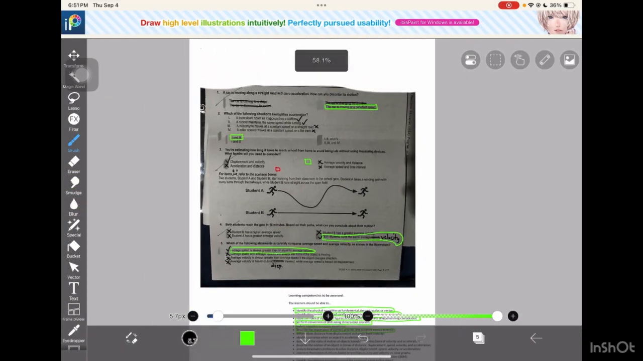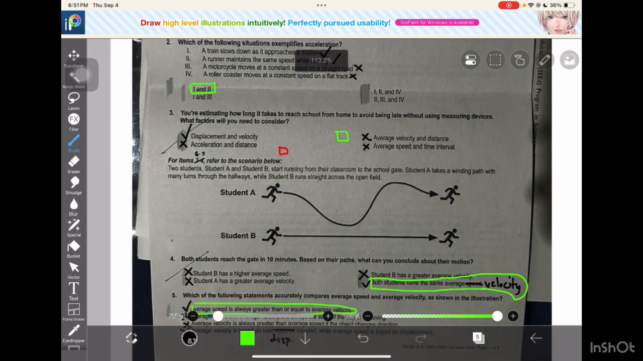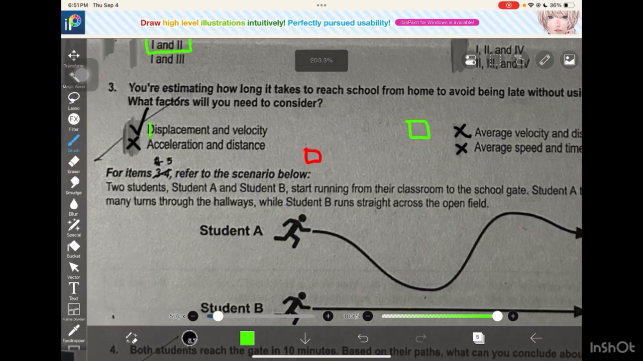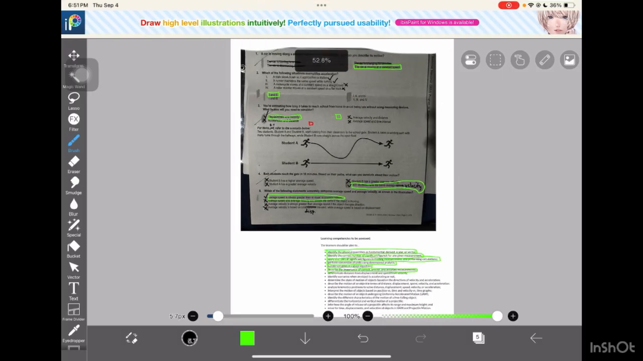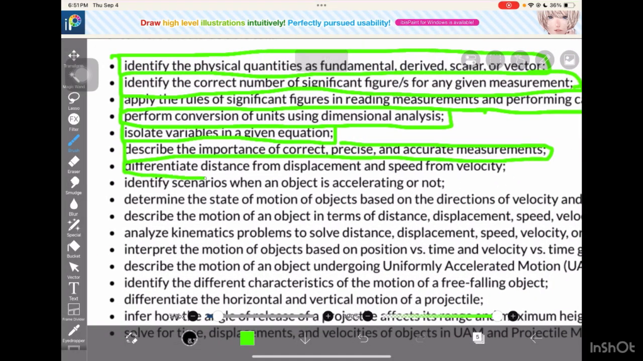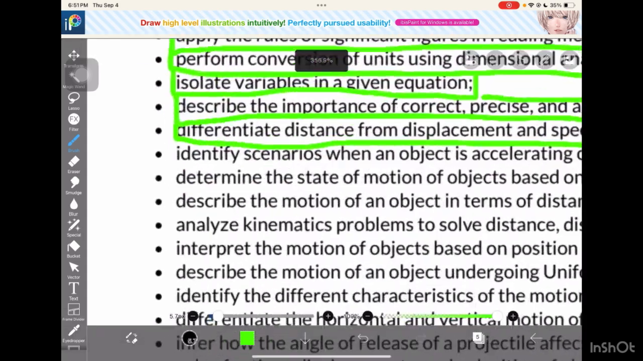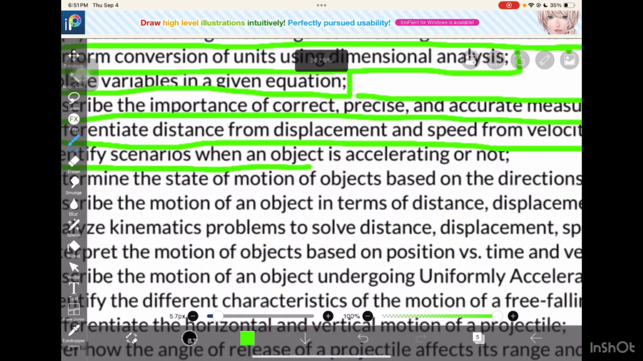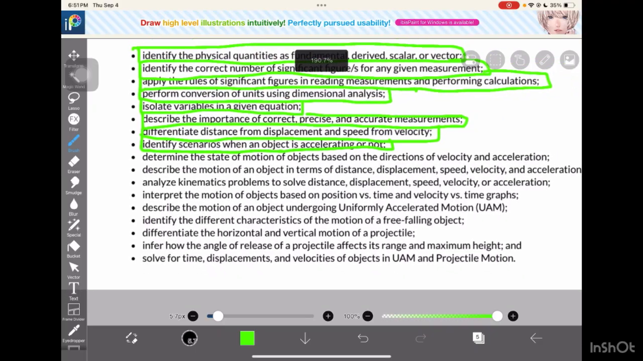All right, so this is going to be our answers. Oh, sorry, this one. This is going to be answers for page 1 out of 5 in our second test. So far, I have definitely differentiated distance from displacement and speed from velocity. And I've identified scenarios where an object is accelerating or not. Determine the state of motion of objects.